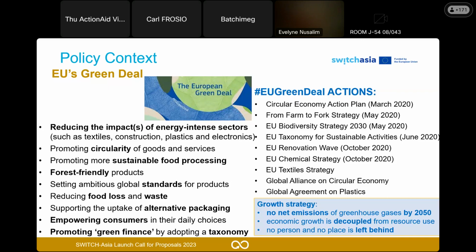On the right here, you've got various Green Deal actions, which are publicly available on the internet, which I invite you to read in case of interest. They cover agriculture, biodiversity, textiles, and plastics. And there's also a growth strategy linked to the EU Green Deal, which is no net emissions of greenhouse gases by 2050, as well as economic growth being decoupled from resource use.